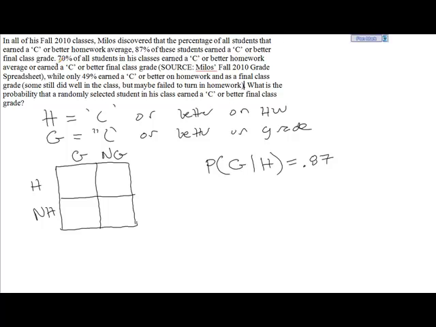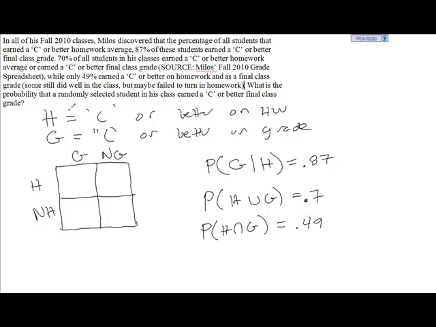So that's actually not something we can really label in here, and that's where the table might become a little less useful. We also know that 70% of all students in his class earned a C or better homework average, or a C or better as a final class grade. So that means that the probability of getting a C or better on homework or grades is equal to 0.7. And finally, we're told that only 49% earned a C or better on homework and as a final class grade. So the probability of getting C or better on homework and C or better on final class grade is 0.49.